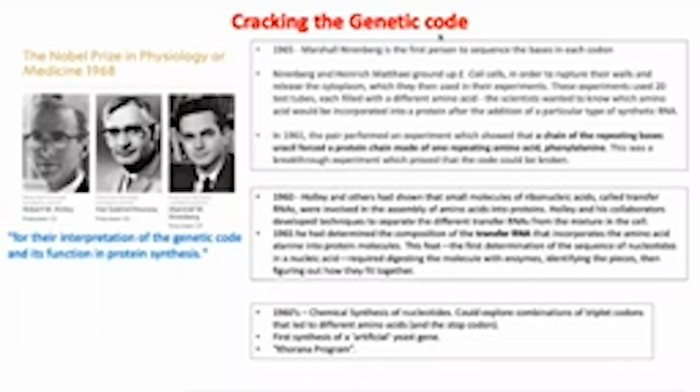So Nirenberg was the first person to sequence the bases and define each codon, helped, of course, by work done independently by Har Gobind Khorana. And Robert Holley brought in the concept of transfer RNA. So he discovered that part of the protein synthesis process.